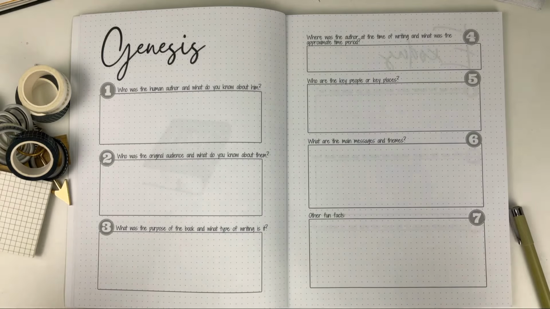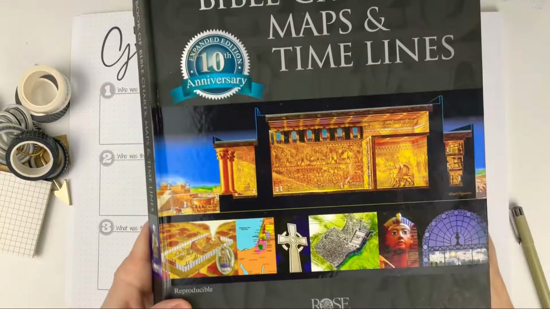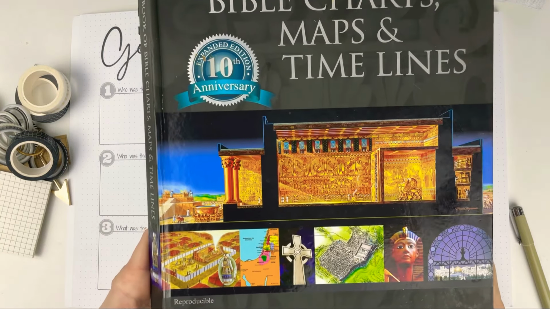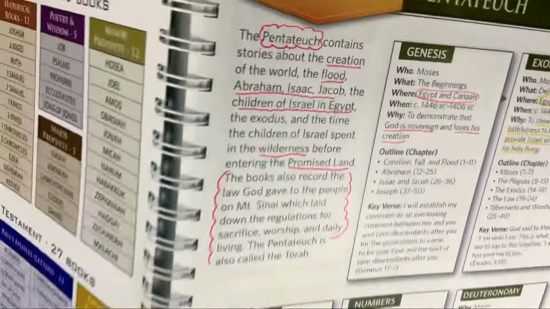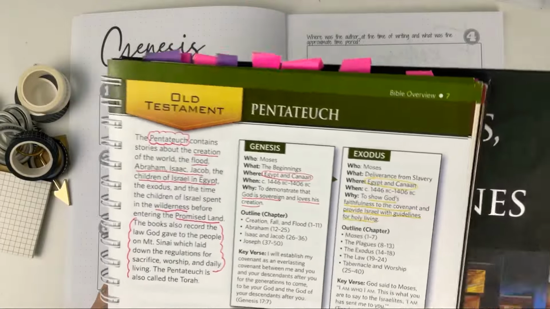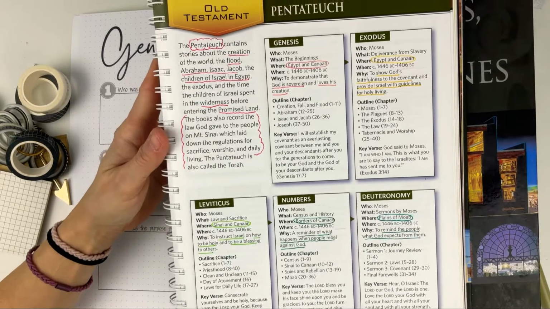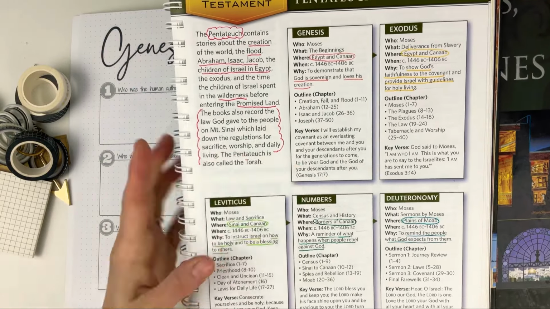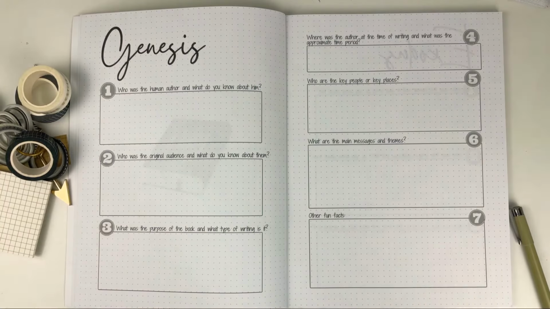To super simplify this, I have pulled out my Rose Book of Bible charts, maps, and timelines. This is a wealth of information, okay? I've got this page right here that shows us the Old Testament books, and it's going to give us a really basic outline. I also have a couple of my study Bibles handy in case we need them.